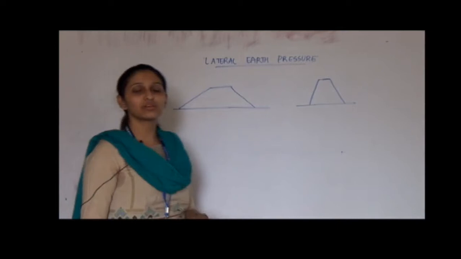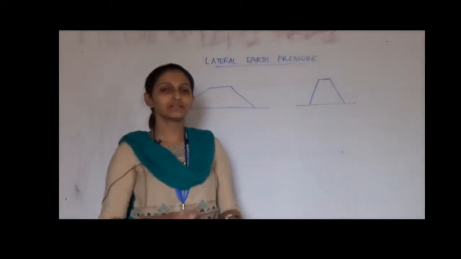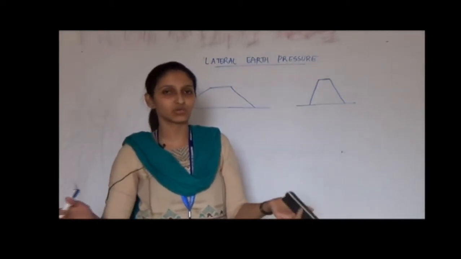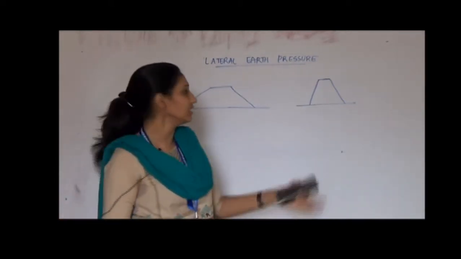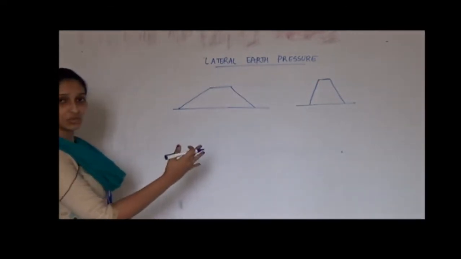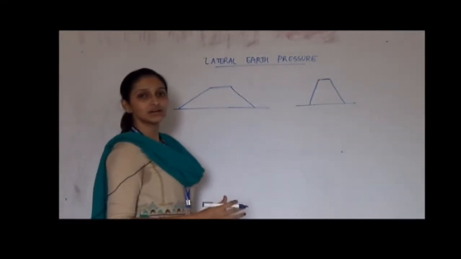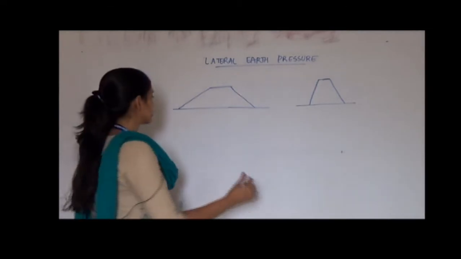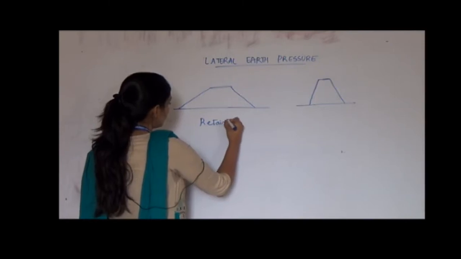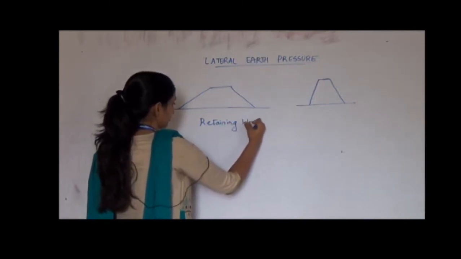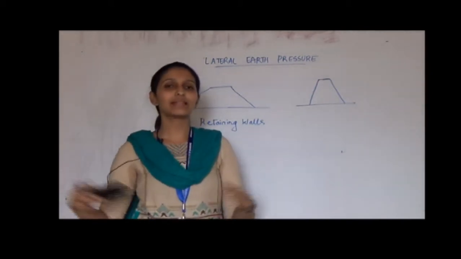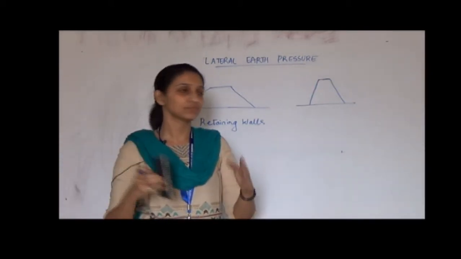But in some locations it is not possible to provide a very flat slope, as due to the location criteria there is no space available for it. So in that case we need to provide steeper slopes, but we also need to consider the failure conditions. So in that case we provide retaining walls. With the help of retaining walls, we provide lateral support to the soil mass.